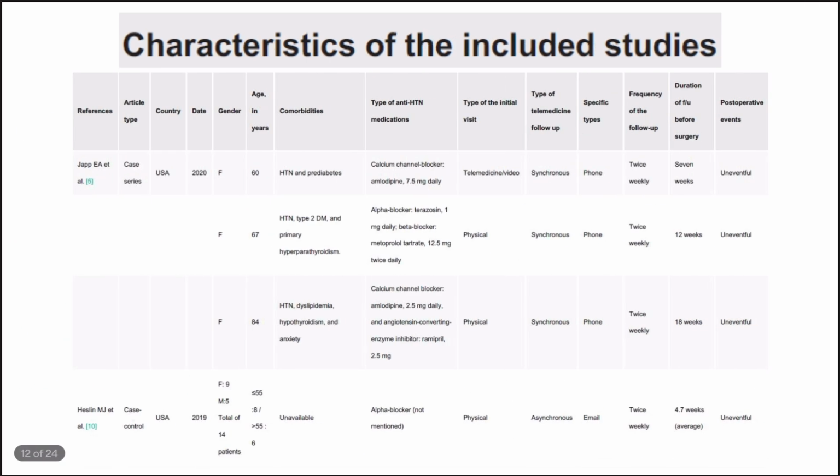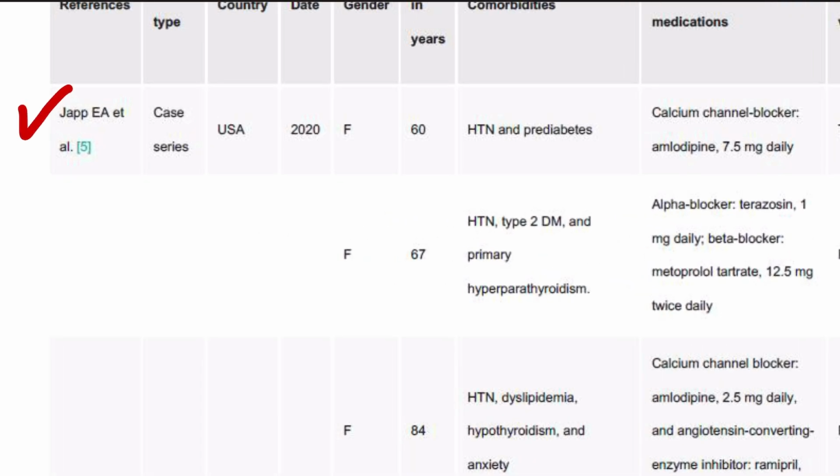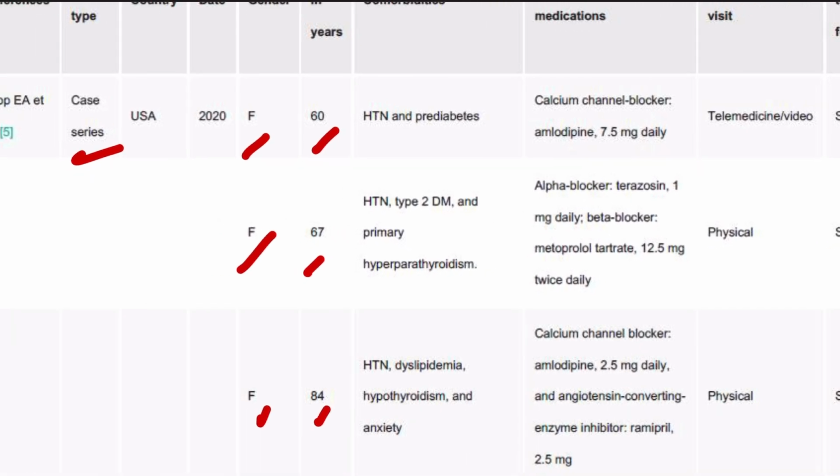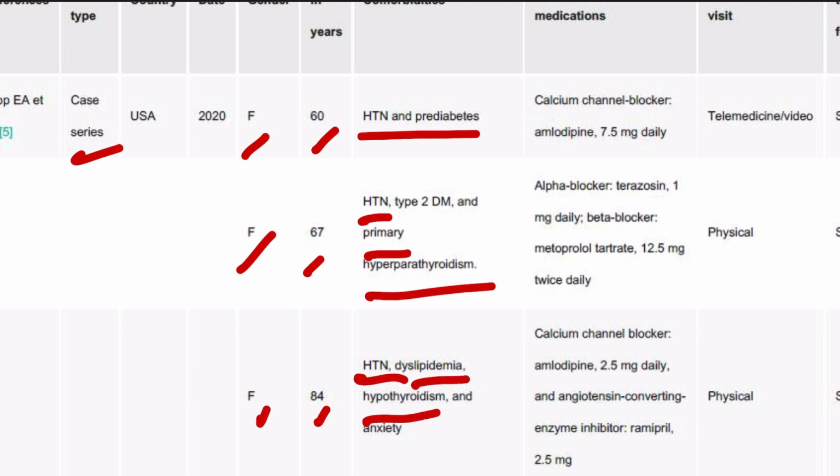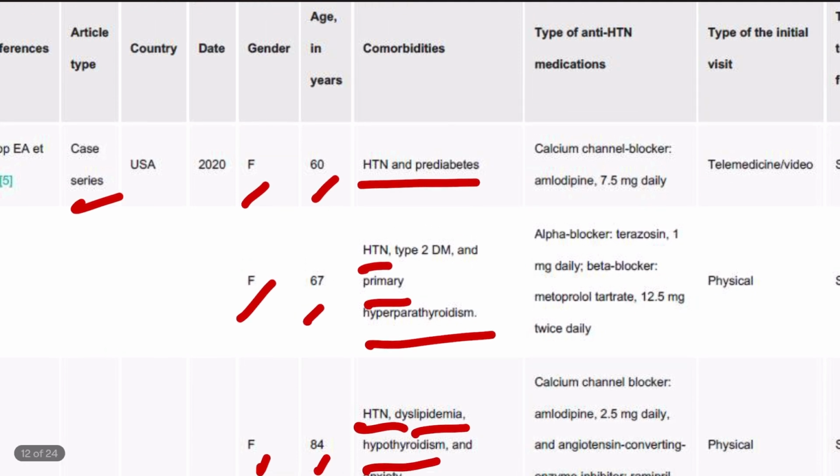Then let's discuss the characteristics of the individual studies. First we have the study by Jap et al. It is basically a case series. In this, they took the cases of 3 different females aged 60, 67 and 84 years, and they had the following comorbidities: hypertension with prediabetes, hypertension with primary hyperthyroidism, then hypertension with hypothyroidism and dyslipidemia. For all these they selected particular medications for decreasing the blood pressure in the preoperative period. They used a calcium channel blocker like amlodipine, then an alpha blocker like doxazosin, along with a beta blocker like metoprolol.